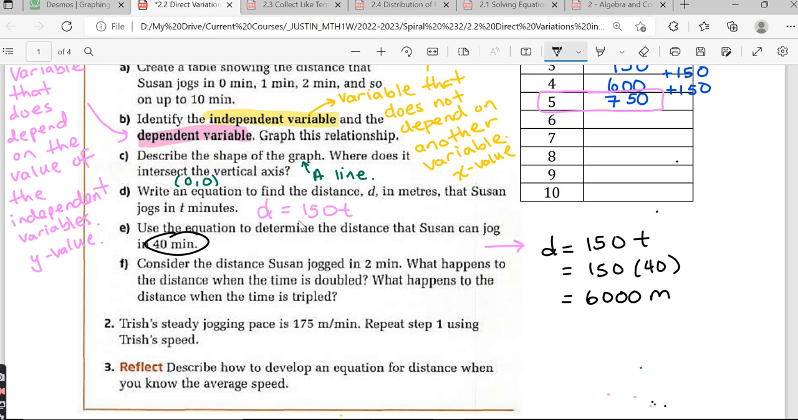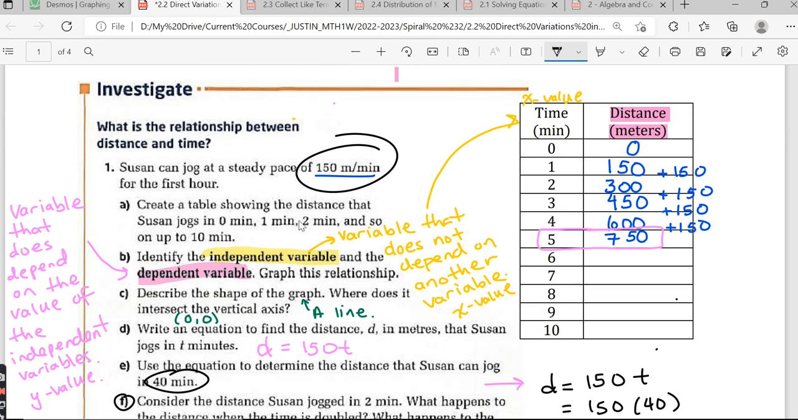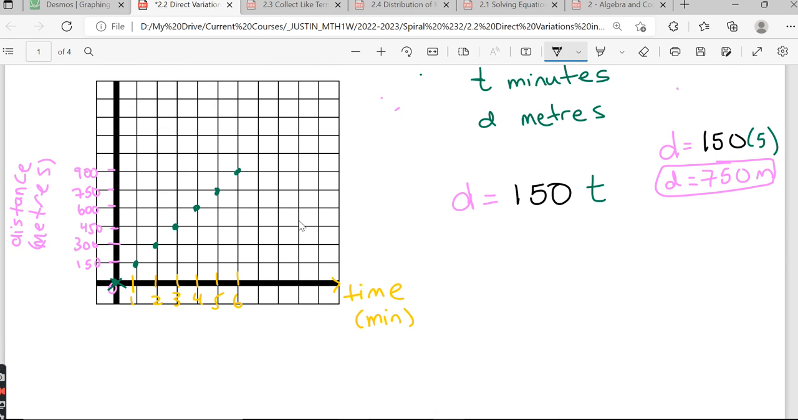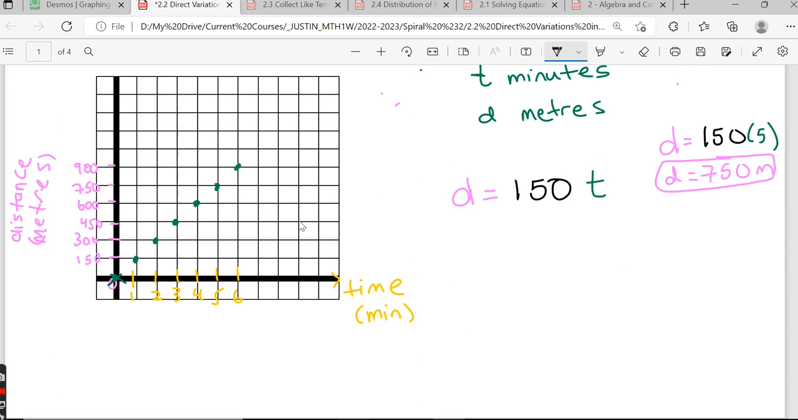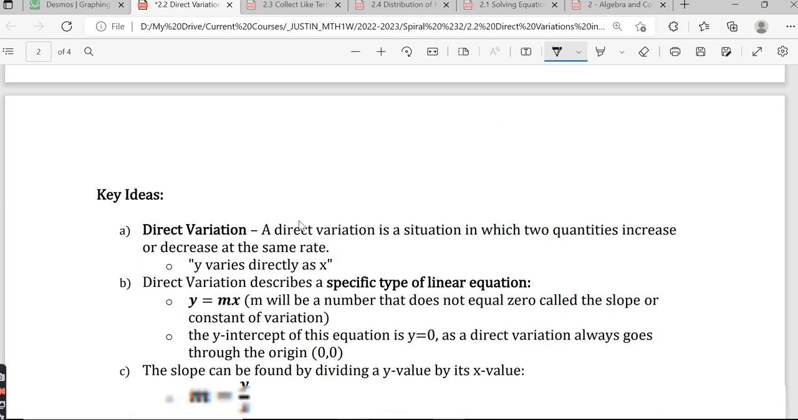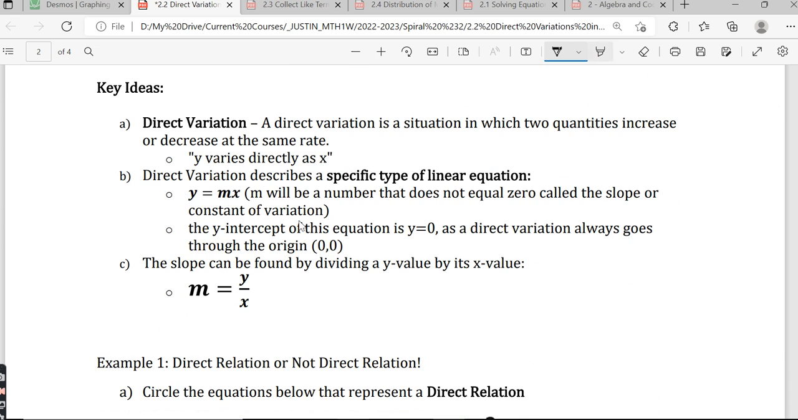Consider the distance Susan jogged in 2 minutes. What happens to the distance when the time is doubled? What happens to the distance when the time is tripled? So for F, 2 and 3, we're going to revisit this when I'm back in class next week, okay? Right now, I just wanted you to see the connection between the table, the graph, and the equation, which leads me nicely into something we call direct variation.